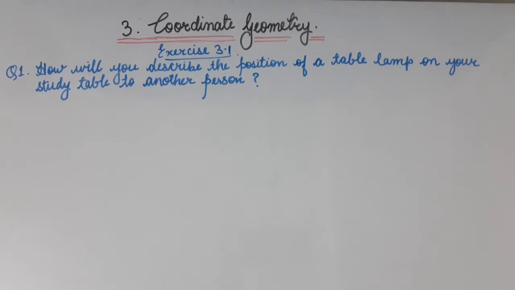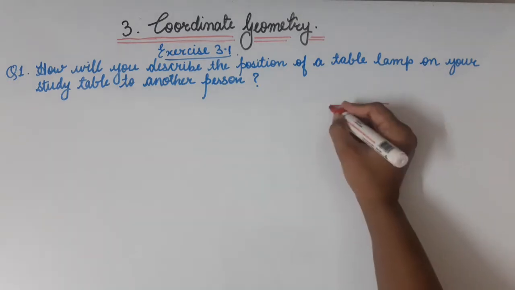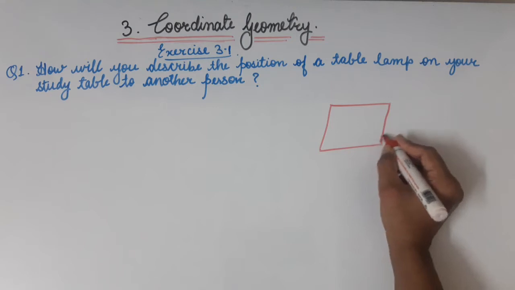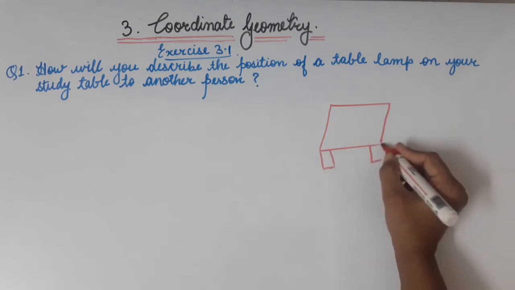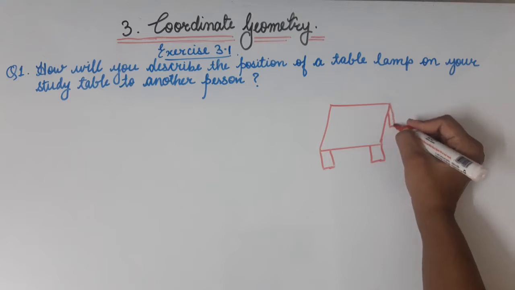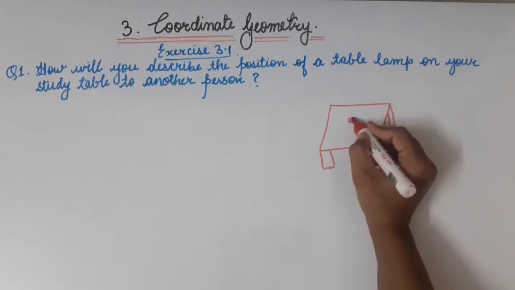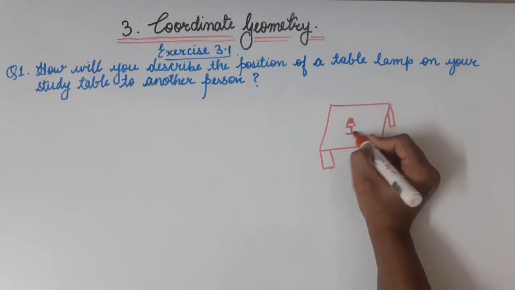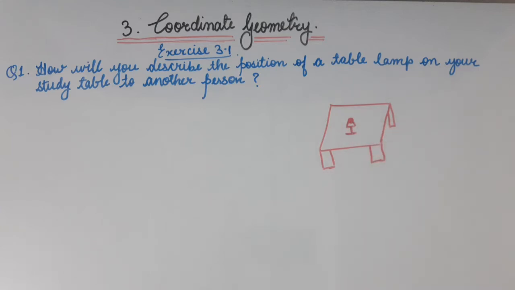So the first question is, how will you describe the position of a table lamp on your study table to another person? So we have to describe the position of a lamp which is present on a study table. So the situation is like this. There is a study table and there is a lamp on the study table, and you want to describe the position of the lamp to another person. So how are you going to do this?